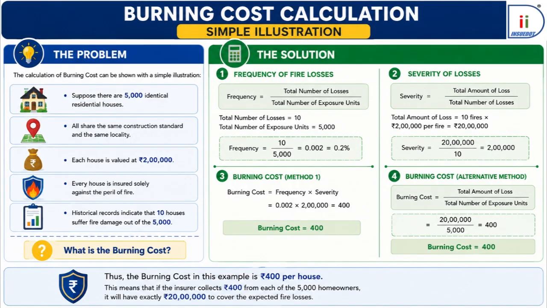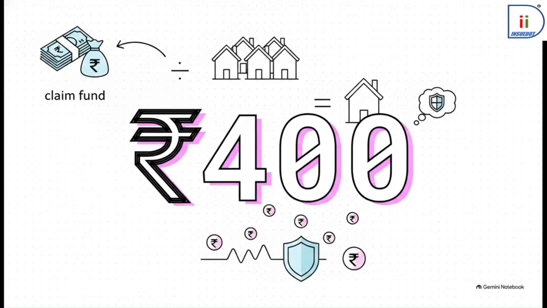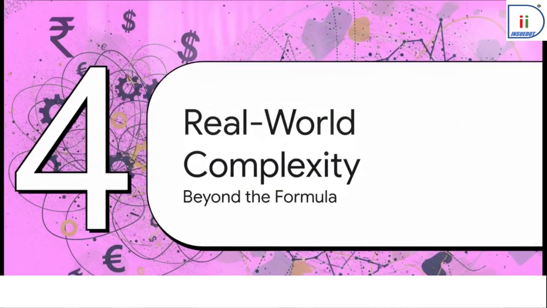So how do we find the burning cost per house? Well, we take that total claim we need, 20 million rupees, and we simply divide it by our exposure units, which is those 5,000 house owners. Do the math, and that gives us a burning cost of exactly 400 rupees. It means if the insurer collects just 400 rupees from every single one of those 5,000 homeowners, they will have generated the exact 20 million rupee fund they need to cover the expected losses.